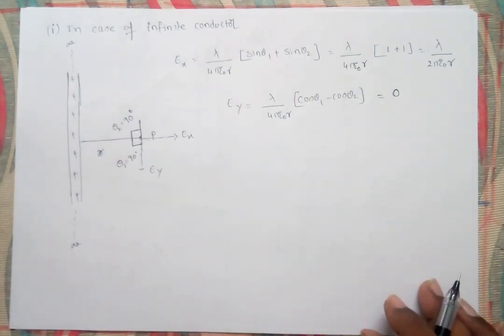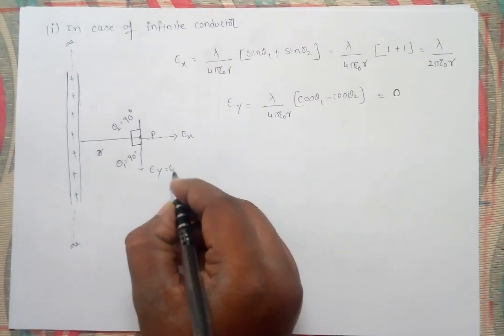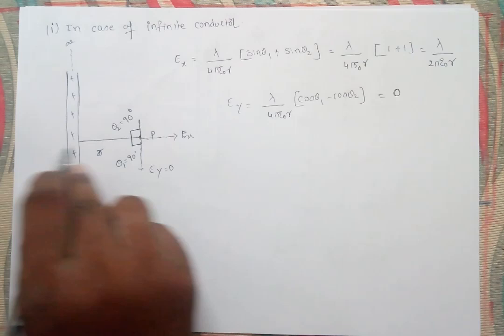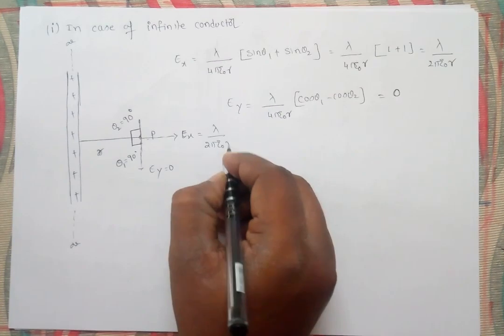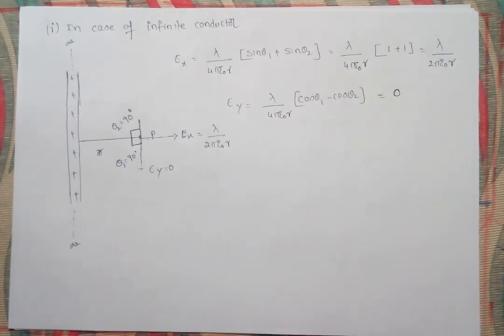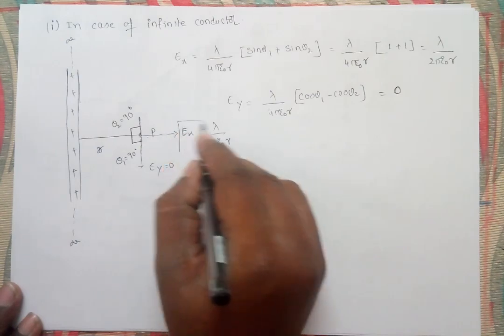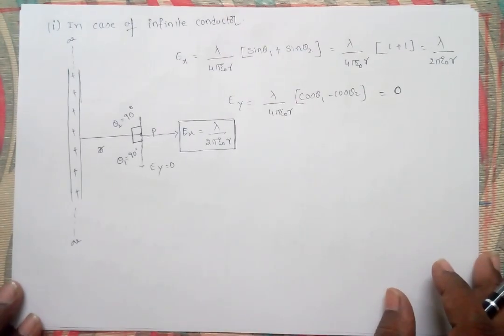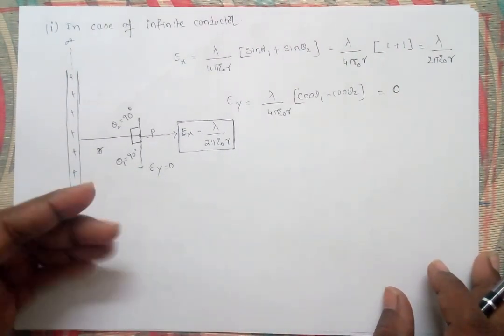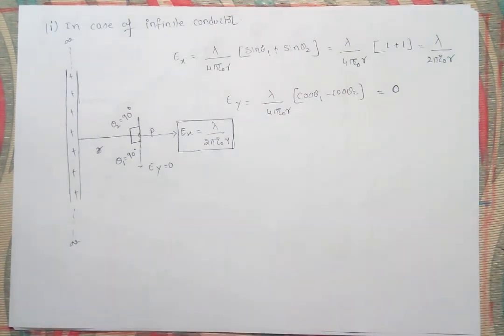So what happens here is, with only an infinite conductor at a distance r, we have an electric field intensity only along the x direction, that is lambda by 2 pi epsilon naught r. This is the result. Along the y direction the electric field intensity is 0. Next we can go for the infinite conductor at one end.